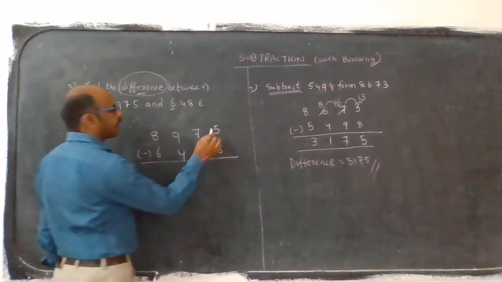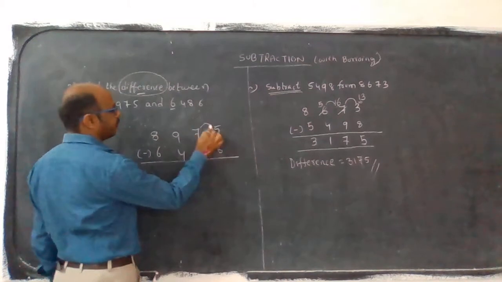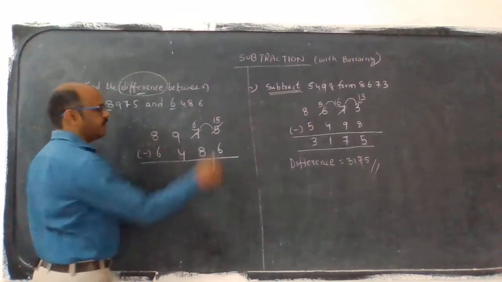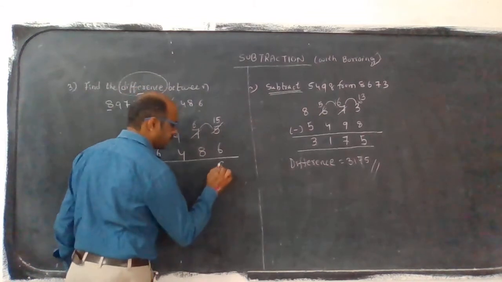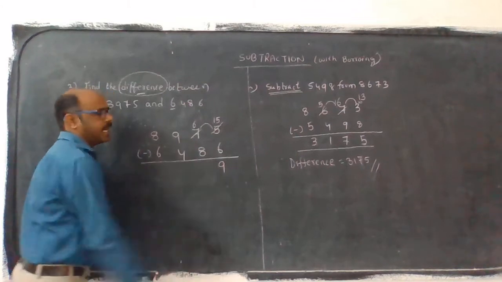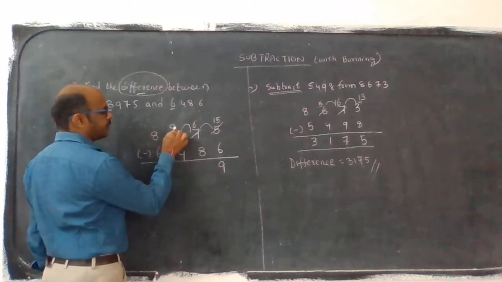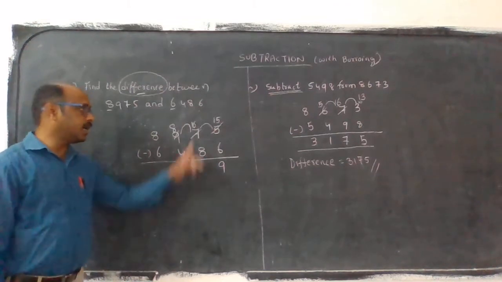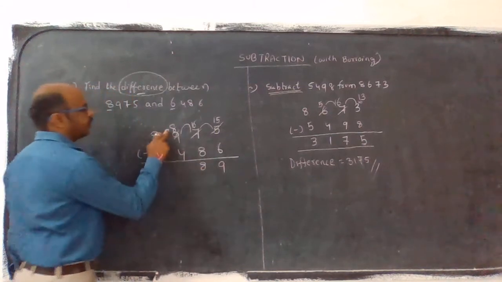Now see, compared to 5, 6 is bigger, so we have to take a borrow from the before number. Now 7 becomes 6, then 5 becomes 15. Then 15 minus 6 is 9. The next one: again compared to 6, 8 is bigger, so we have to take a borrow again from the 9. 9 becomes 8, 6 becomes 16, then 16 minus 8 is 8.